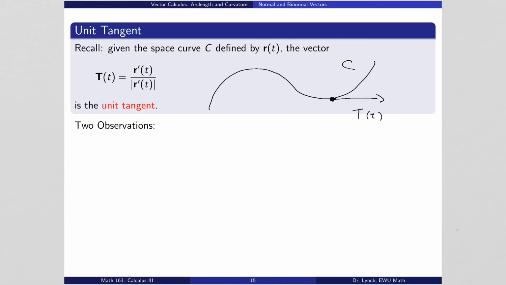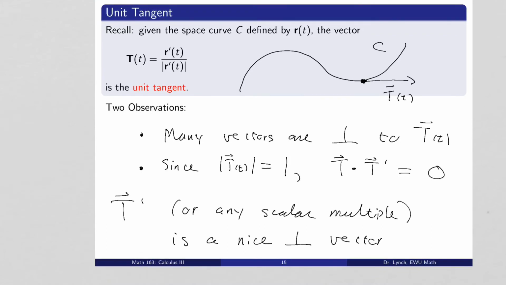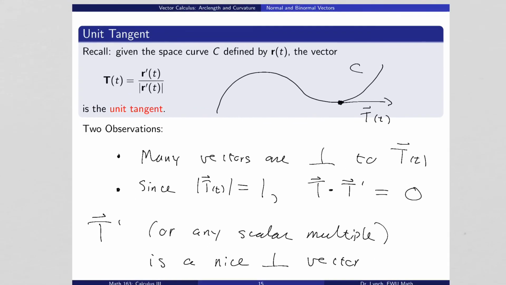The first observation is that there are a whole lot of vectors that are orthogonal to that unit tangent. The second observation is that since the magnitude of this tangent vector is always 1, it's a unit vector, we know that the tangent vector dotted with its derivative, T prime, is 0. So this gives us a specific way to talk about a specific vector that's orthogonal to this vector. That is, vector T prime, or any scalar multiple of that vector, is a nice vector that's orthogonal to T. So here's the definition of the normal vector.